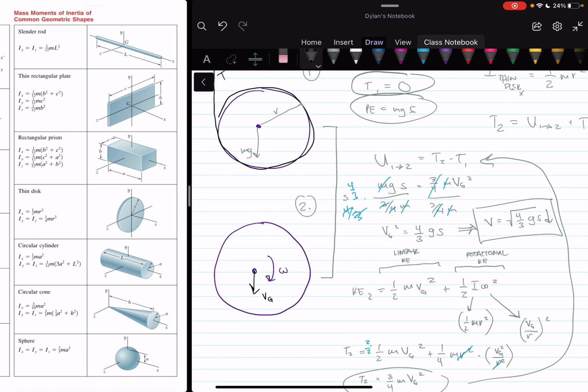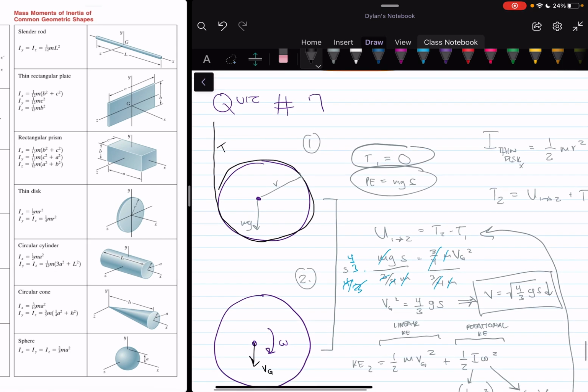Then my kinetic energy up top is 0 because it starts at rest. My potential energy for the entire system from point 1 to 2 is going to be the weight times the distance times gravity, pulling it down. So that's basically the work done from gravity.